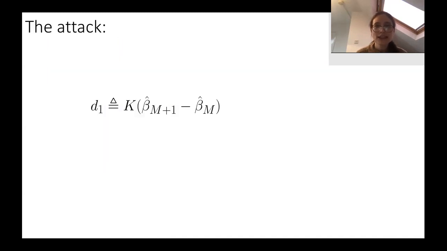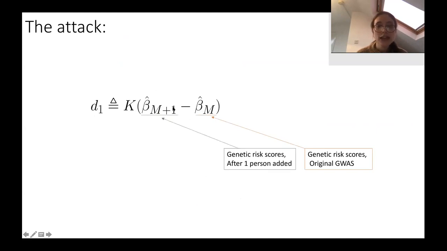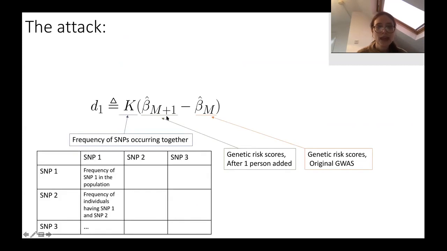The key to this attack is this equation. We calculate this value, D1, based on the genetic risk scores from the original GWAS study, the genetic risk scores after one individual was added, and K, which is the matrix that describes the frequency of SNPs occurring together.